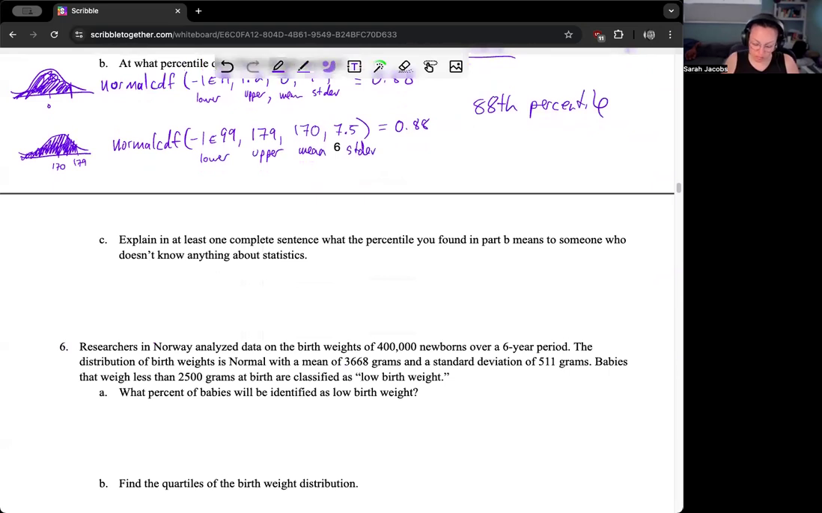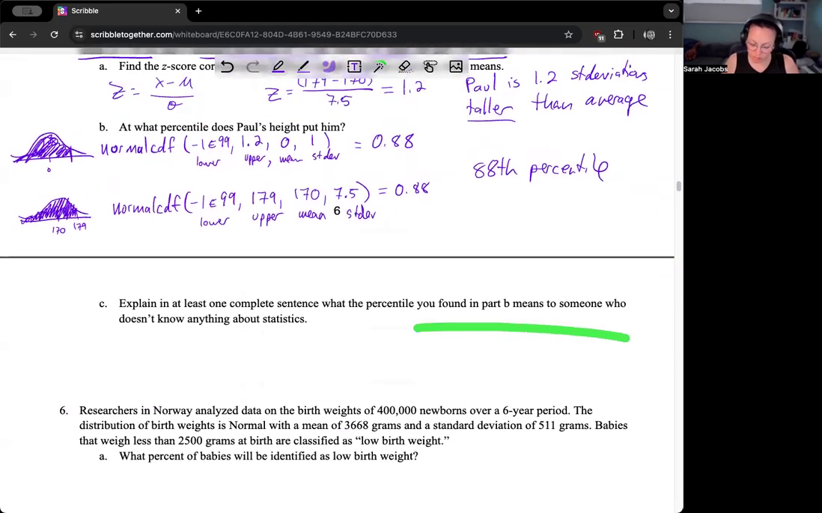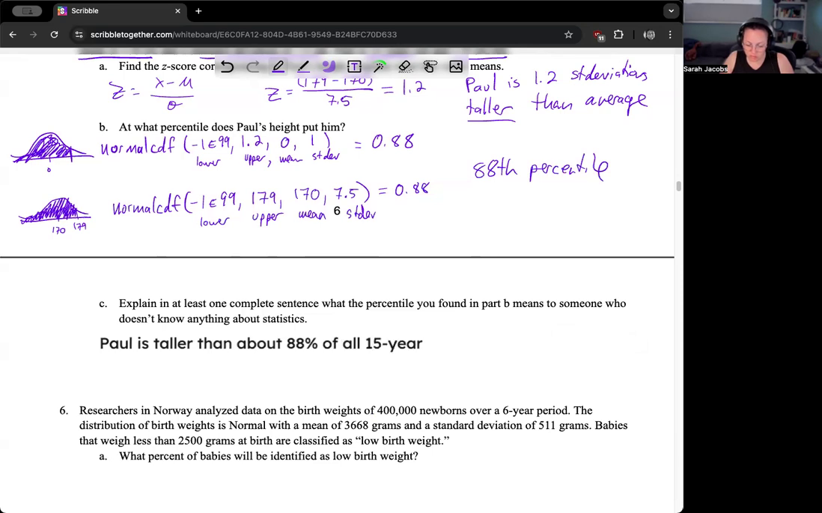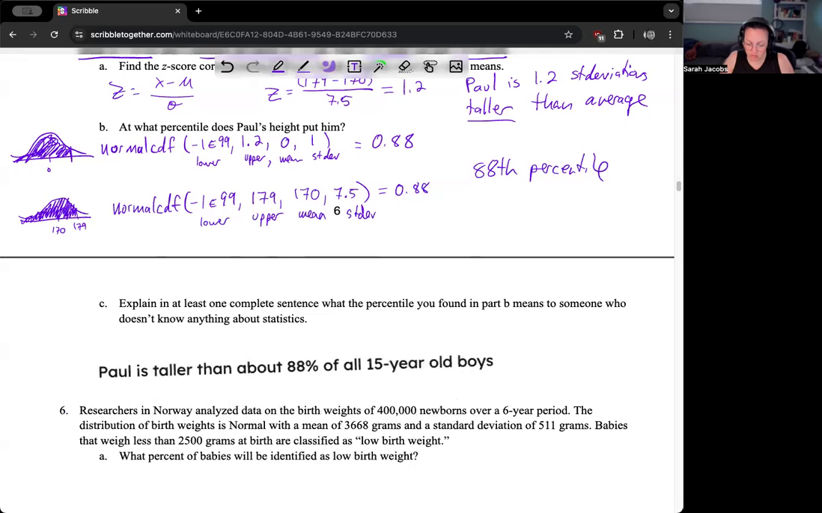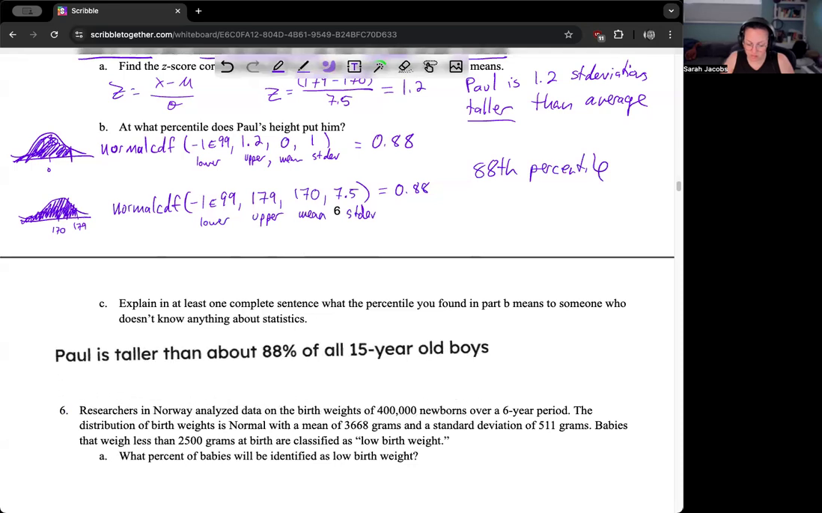Explain in at least one complete sentence what the percentile you found in part B means to someone who doesn't know anything about statistics. So, let's see if my typing will work here, because we love my handwriting. I know you'll miss it, but okay. So I'm going to say Paul is taller than about 88% of all 15-year-old boys. And I think this is in the United States.